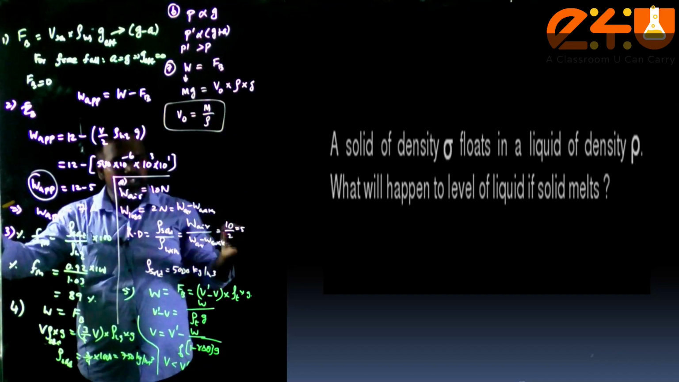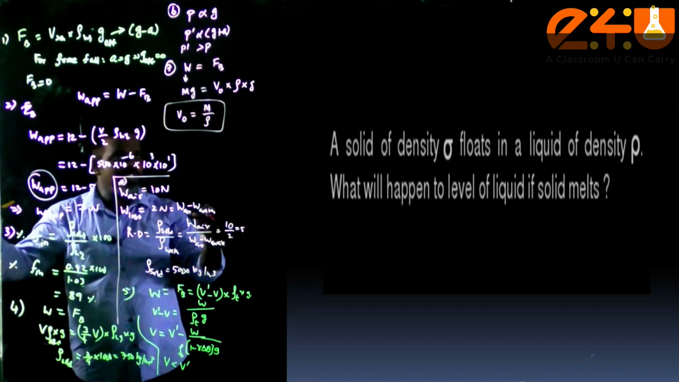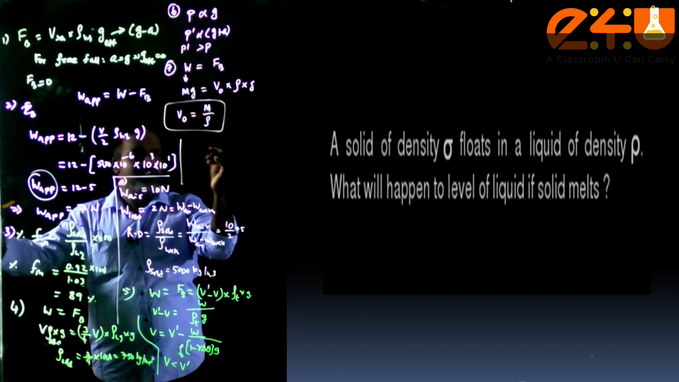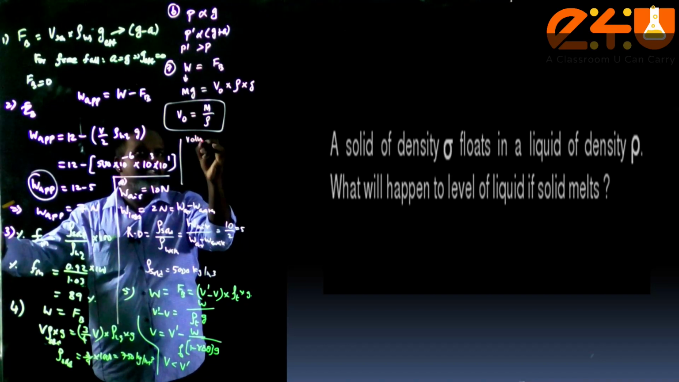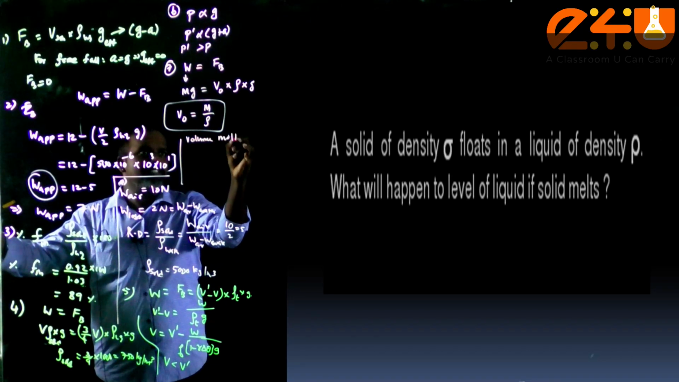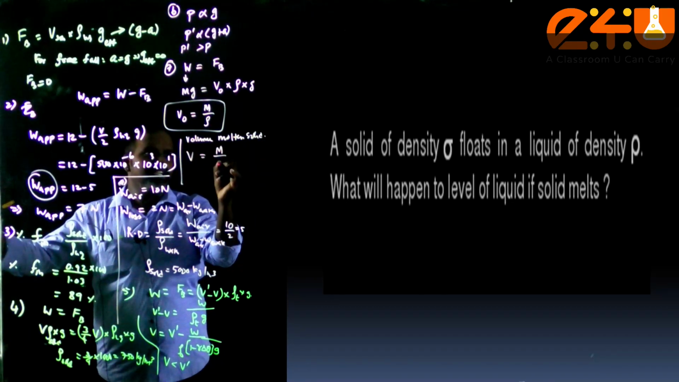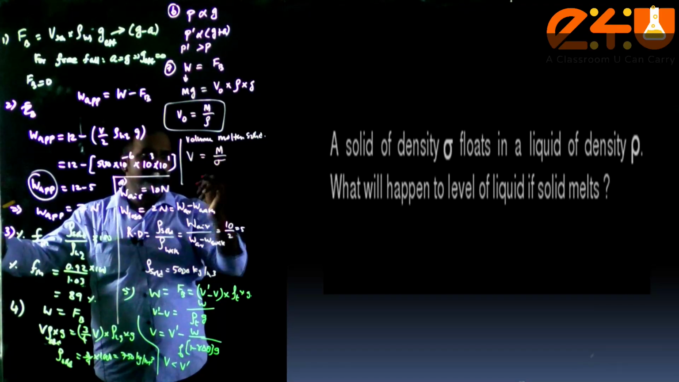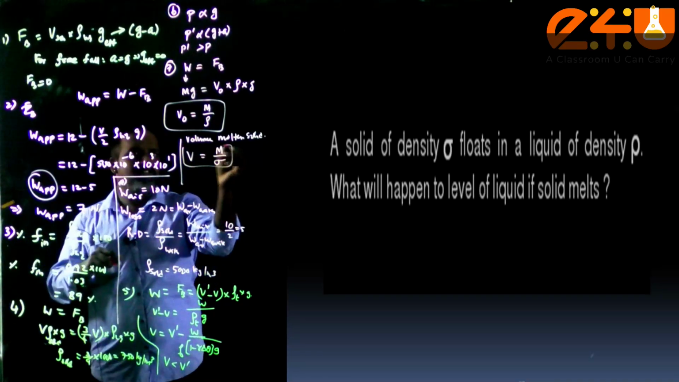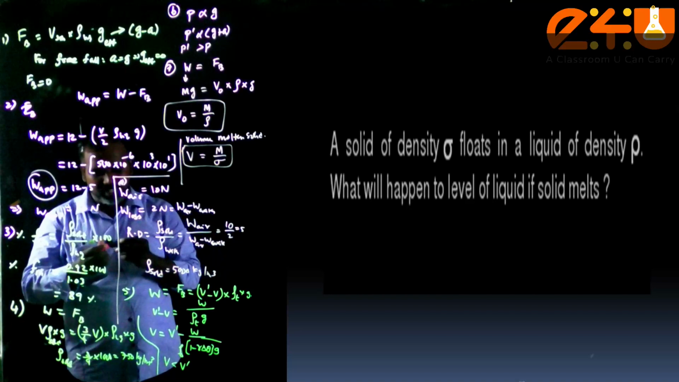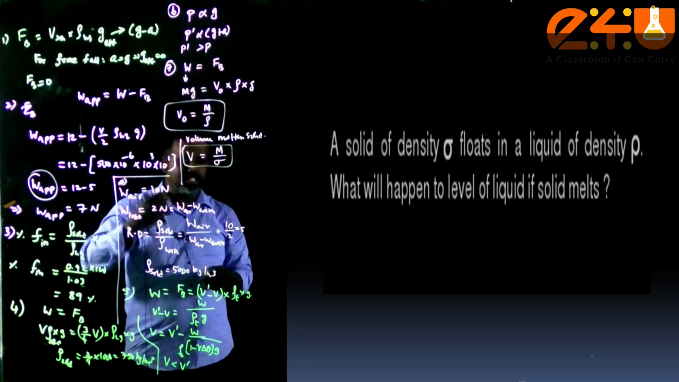Now when the solid melts, the molten solid occupies some volume. So the volume of the molten solid, say V, is equal to m by the density of the solid, which is given as sigma. So these are the two results that we get, and by comparing these values we can get the following results.